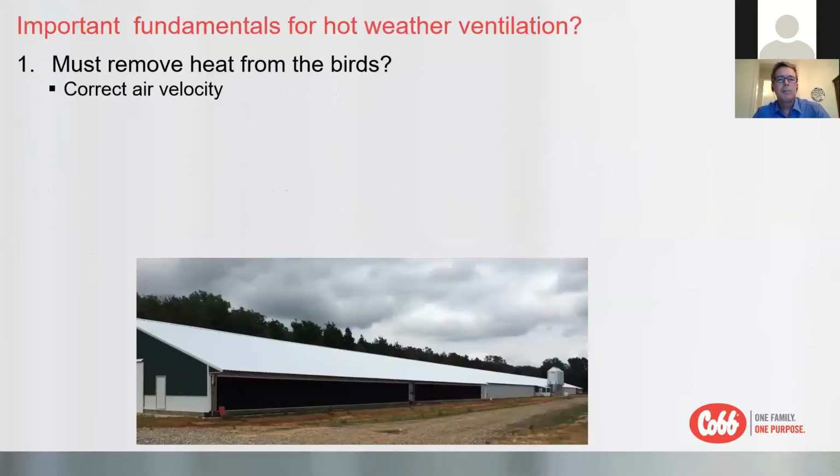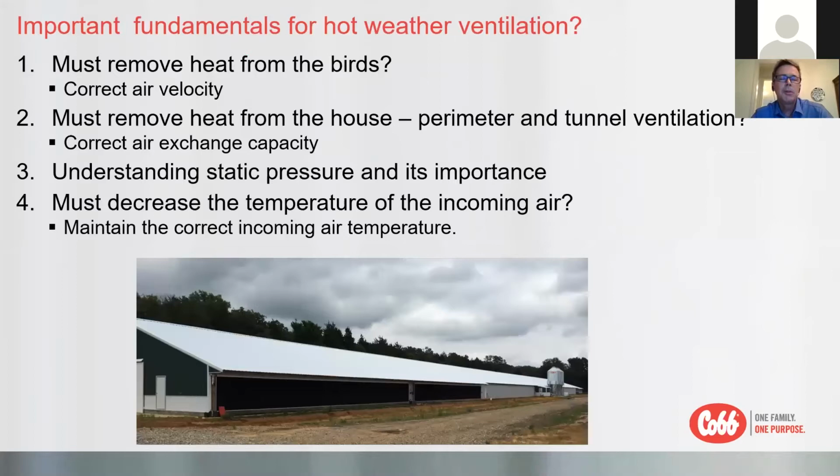What I'm going to try to achieve in the presentation is to look at why we have a certain amount of fan capacity for hot weather, why we insulate houses, and what the important factors around that are. I'm going to give you a very brief overview of why we have air velocity in the houses. To understand that, we've got to understand three or four different factors.